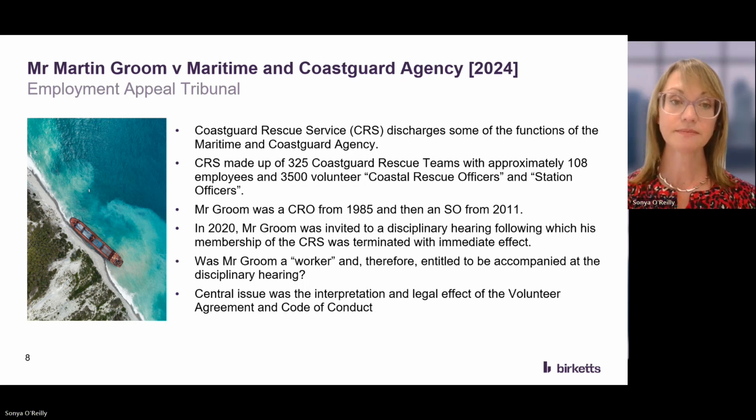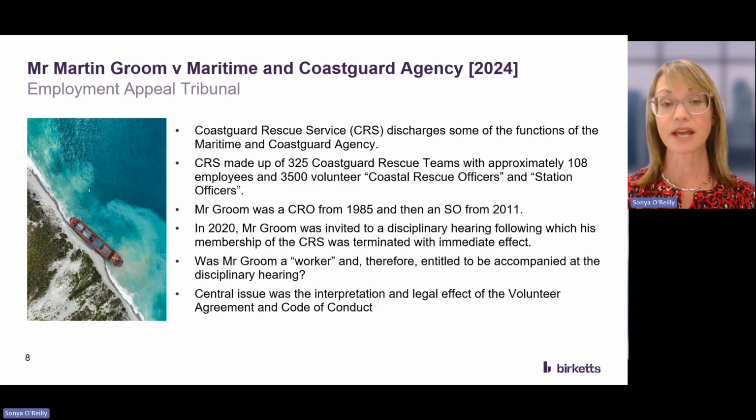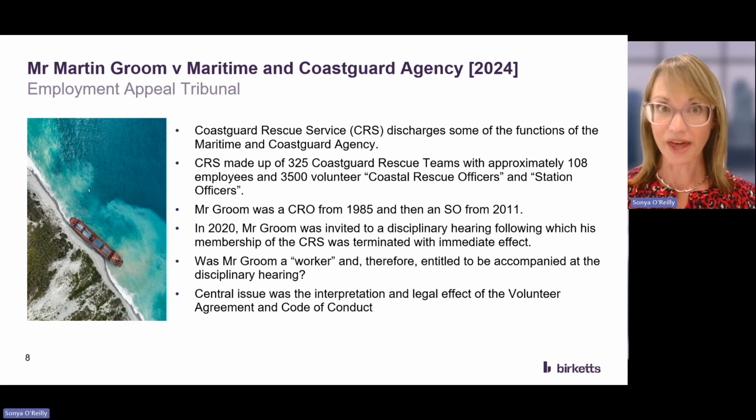In 2020, though, relationships had started to fracture, and he was invited to a disciplinary hearing. And following that disciplinary hearing, his membership of the Coastguard Rescue Service was actually terminated with immediate effect. Mr. Groom then wanted to try to say that he was actually something other than a genuine volunteer.